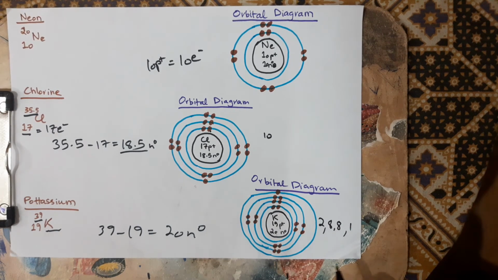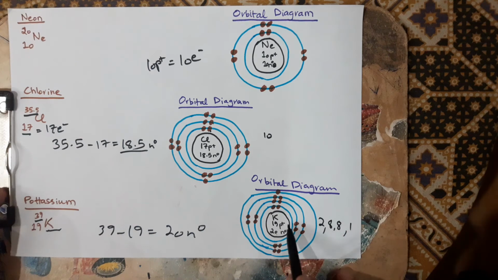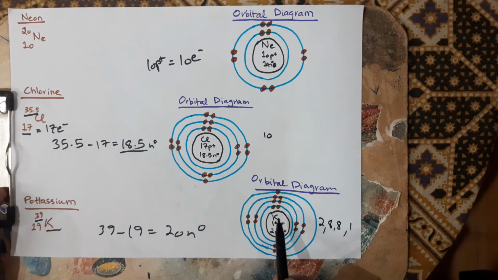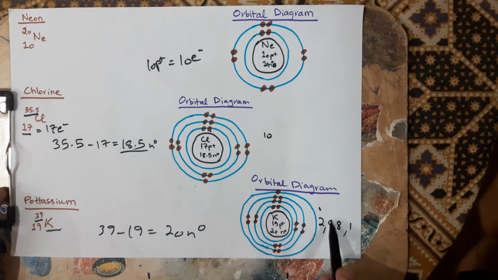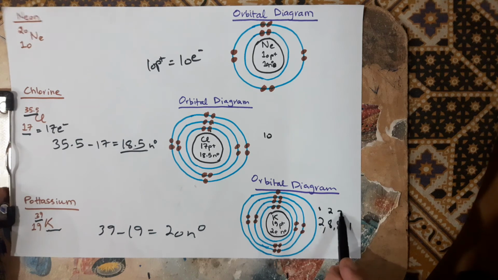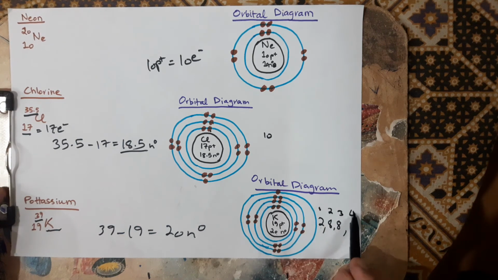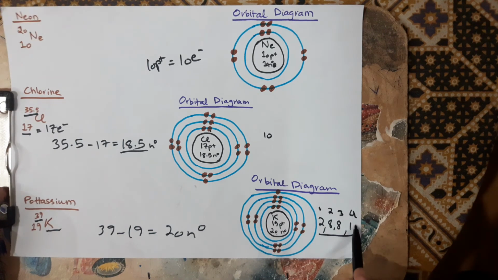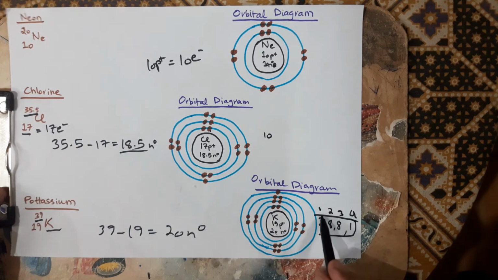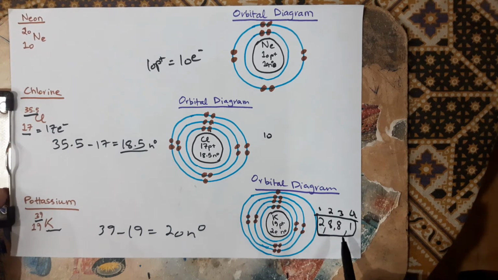What is this actually? It is actually that in the first shell you fitted 2 electrons, so 2 in the first, and then in the second you fitted 8 electrons, and then in the third you again fitted 8 electrons, and in the fourth you fitted 1. So this you have to write, this is your electronic configuration, 2 8 8 1.